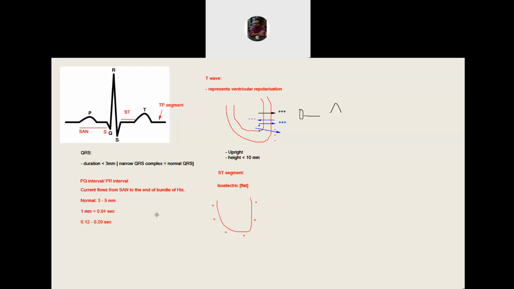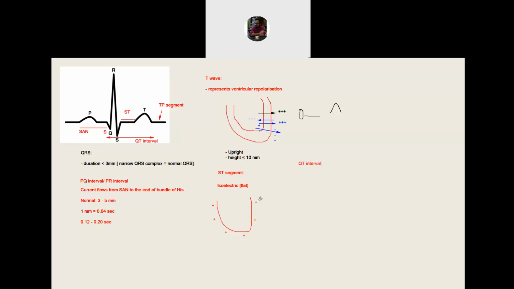Very good. So now we come to another very important determinant, that is from the beginning of the QRS to the end of the T wave. And this is known as the QT interval. It is called interval because it contains so many waves. So what does the QT interval represent? Why is it important to know about the QT interval?